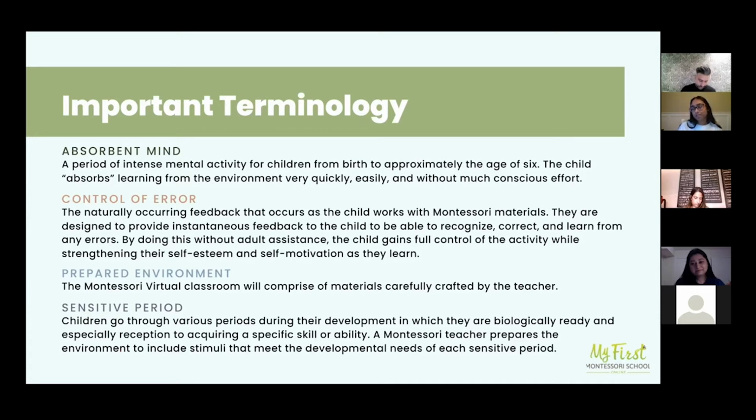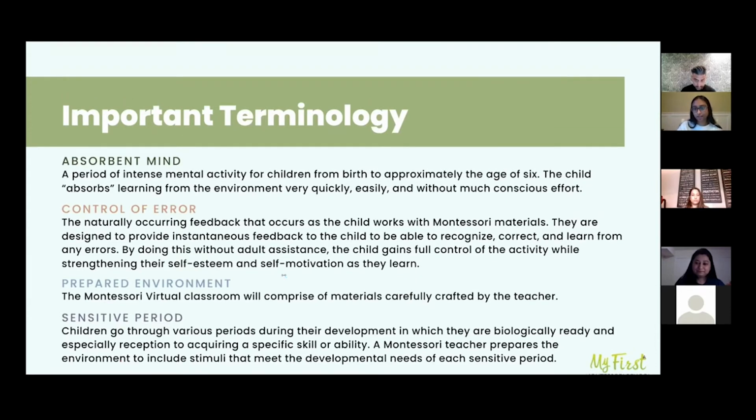And so at this point in a child's elementary age, they've already mastered that absorption, and now they're learning how to actually use it and apply it in their reality. Next up, we have the prepared environment. This is that carefully crafted environment where it's comfortable and organized for the child. It allows them to be fully self-sufficient as well.